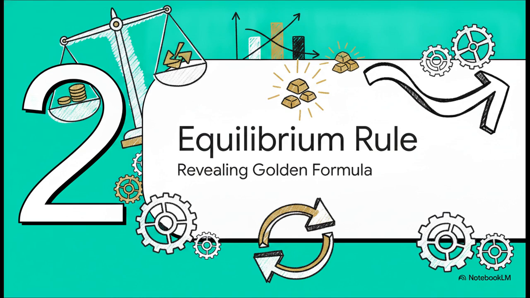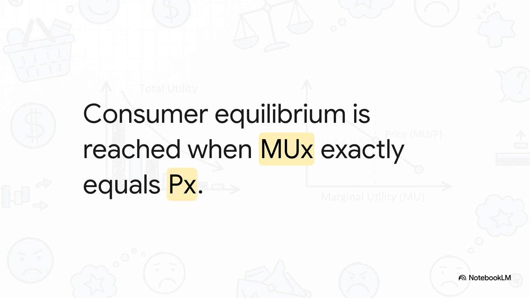Moving on to Section 2, the equilibrium rule, revealing the golden formula. With our assumptions locked in, let's see how this all builds into the central rule of our masterclass. Here it is, the golden formula, MUX equals PX. What this means is a consumer reaches perfect equilibrium exactly when their marginal utility, that's MUX, perfectly matches the price, PX. Think about it. As long as the satisfaction you get from an item is higher than the money you're giving up to buy it, you're logically going to keep buying. But you hit your maximum total satisfaction the exact moment that utility dips to exactly match the price tag.